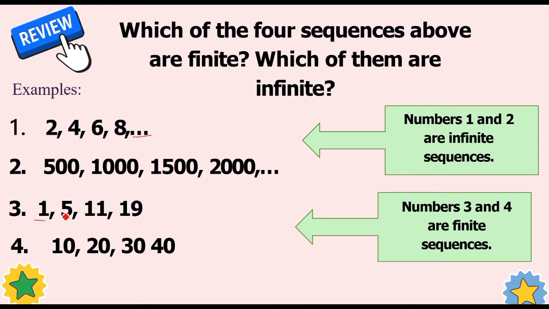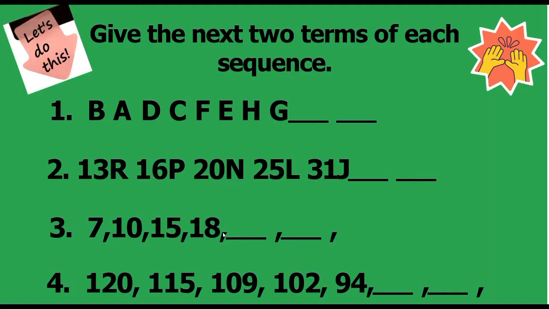So, for example, ito, 1, 2, 3, 4. So, meron siyang 4 terms. Another one, sa number 4, meron din po siyang 4 na term. So, we have 4 terms. Samantalang sa 1 at 2 ay hindi po natin kayang bilangin since meron po siyang tatlong tuldok o yung tinatawag nating ellipsis. Okay? So, magpatuloy tayo.